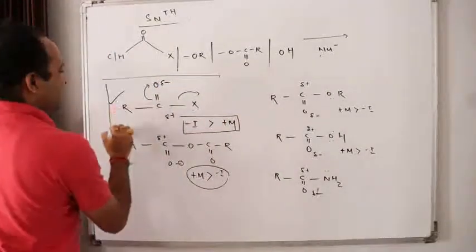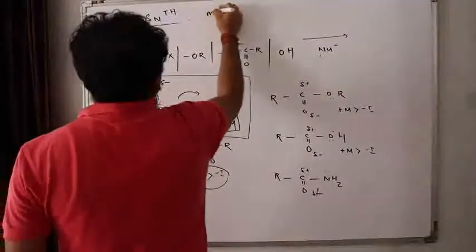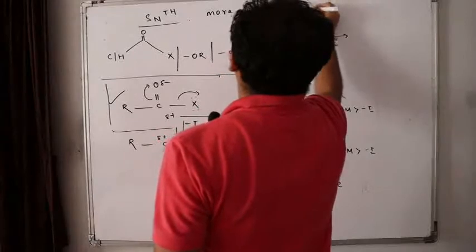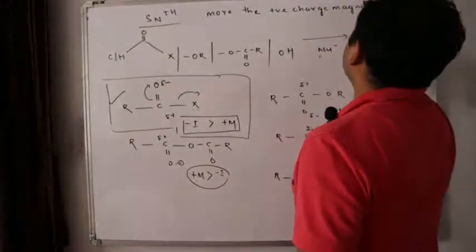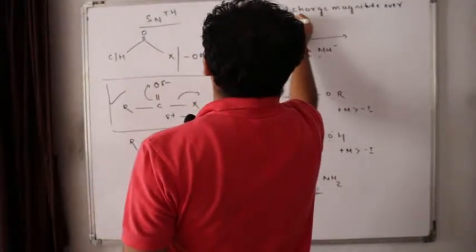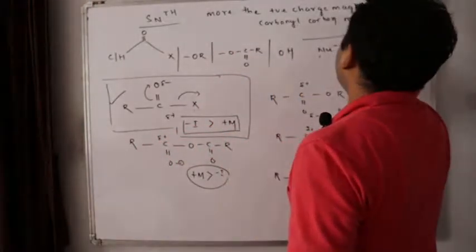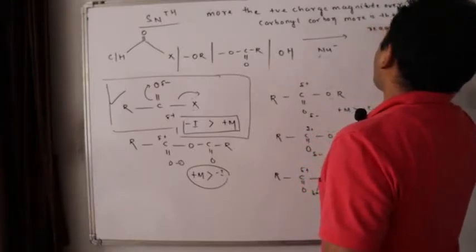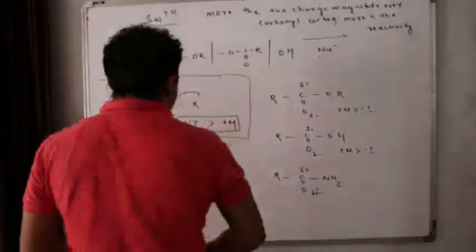Acid halides are more reactive, because what did I say? More the positive charge magnitude over carbonyl carbon, more is the reactivity. Okay, you understand now?